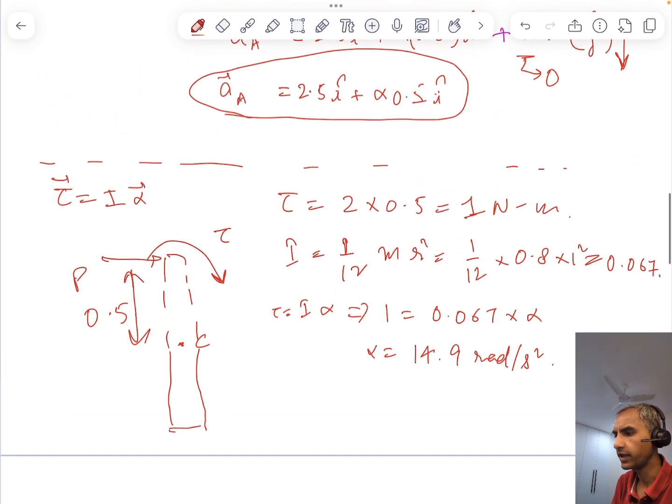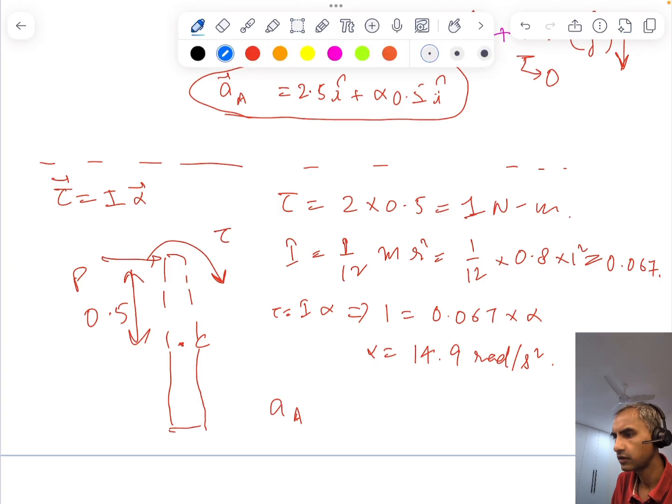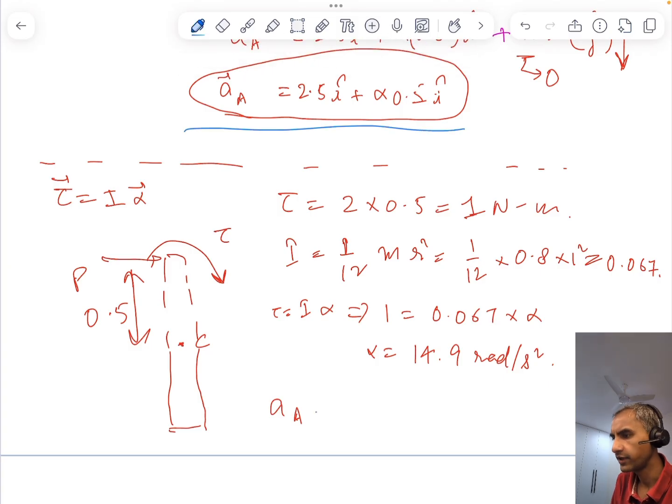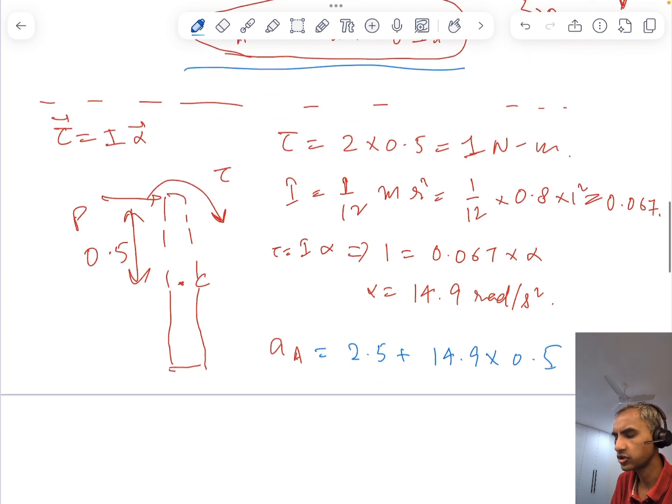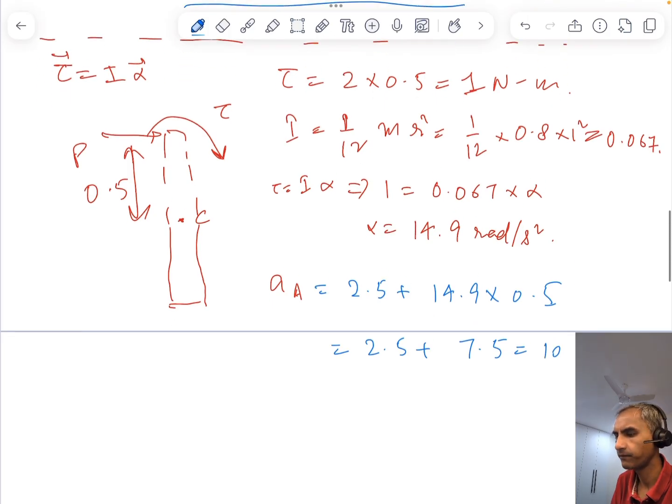Now let's apply that back into the formula. We have AA vector then equal to 2.5 plus 14.9 times 0.5. That's approximately 15. So that's 2.5 plus 7.5, which is equal to 10 meter per second square.